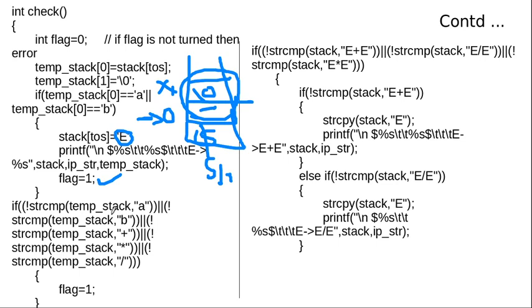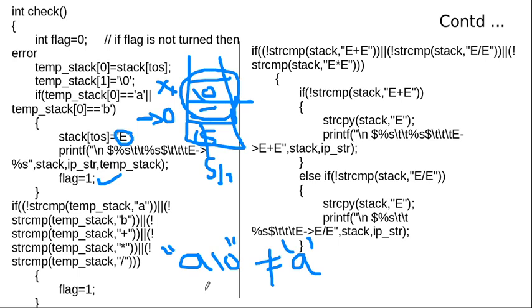String comparison of my temporary stack: which symbols am I considering from the stack? That is the A string or B string or plus string or star string or bar string. So be careful, don't write A within single quotes. If you write A within single quotes, if your string is A followed by a null character, it is not the same as A.